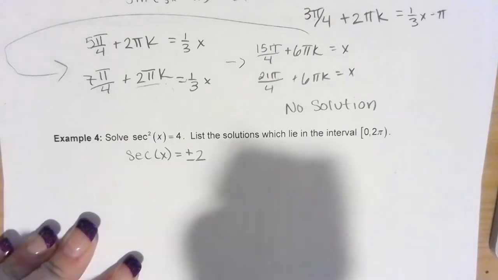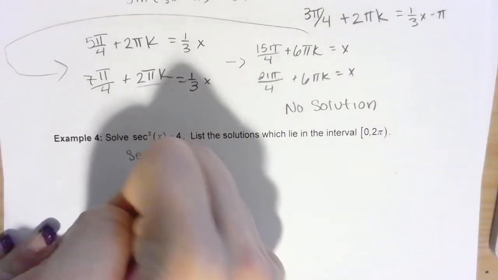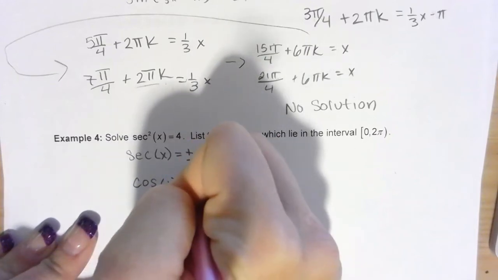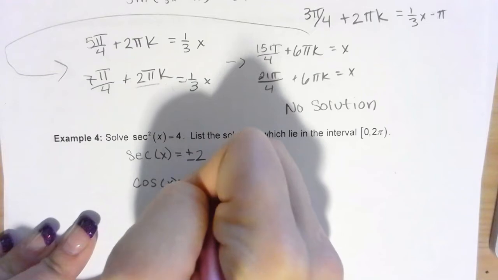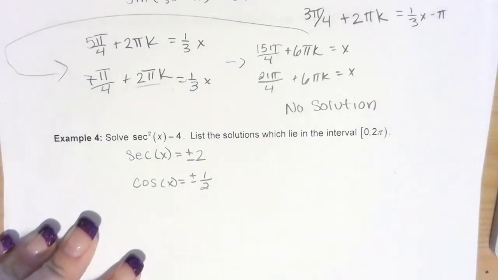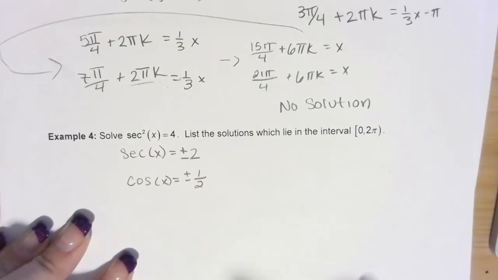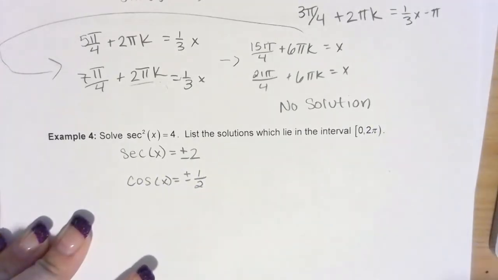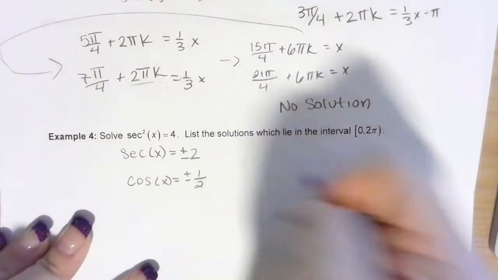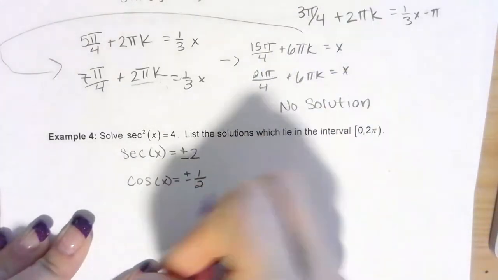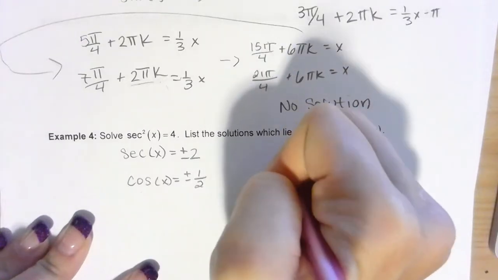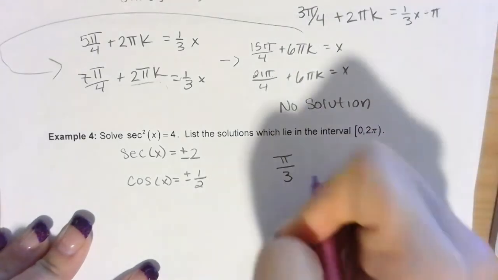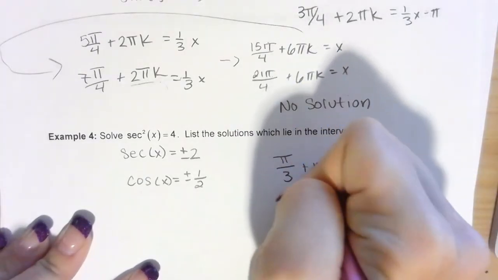Now we're going to convert it into cosine. So I get cosine x equals plus or minus 1/2. We can think of this a couple ways. We know it's on the unit circle, so we can look at all of our 1/2s, or let's look at it like our equations, right? So cosine of 1/2 is pi over 3. And what we're going to do each time with this is add pi k to it.